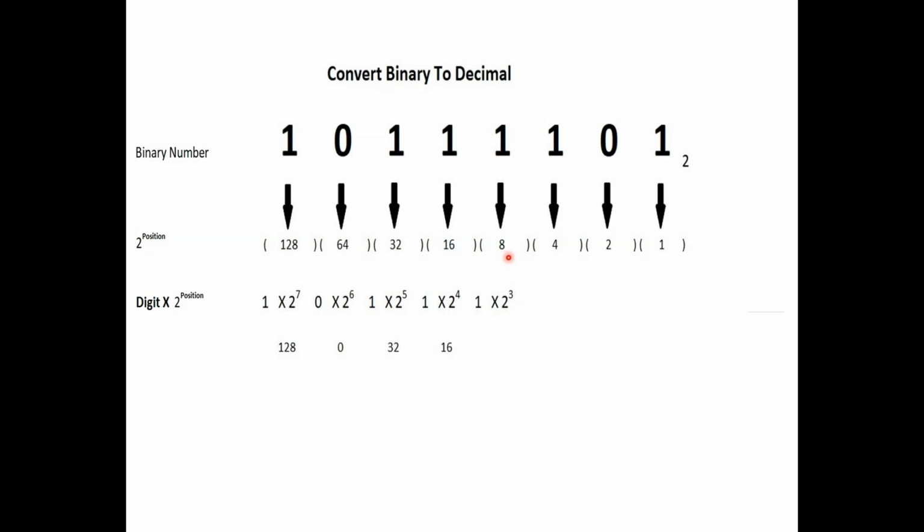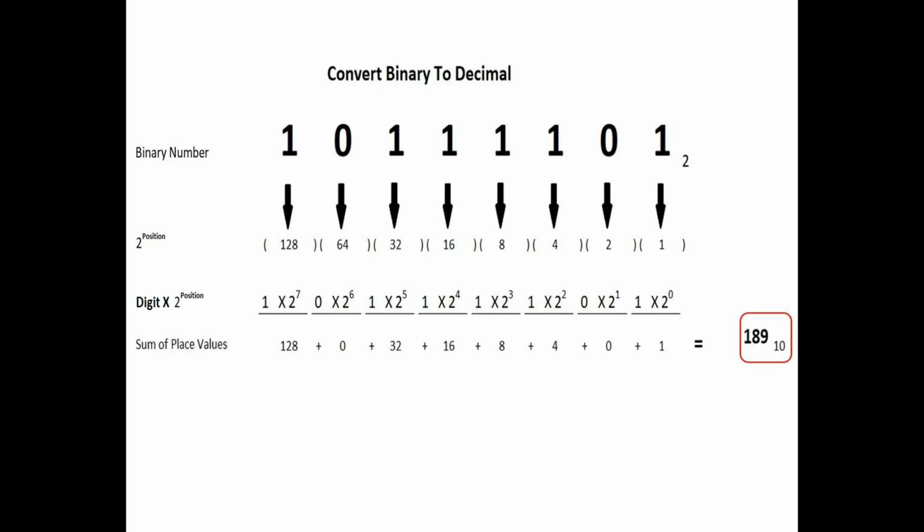2 to the 3 is 8. Times 1 is 8. For position 2, 1 times 2 to the power of 2. 2 to the power of 2 is 4. Times 1 is 4. Position 1, 0 times 2 to the power of 1. That'll be 2 times 0. And for position 0, 1 times 2 to the 0. 2 to the 0 is 1. That place value is 1.